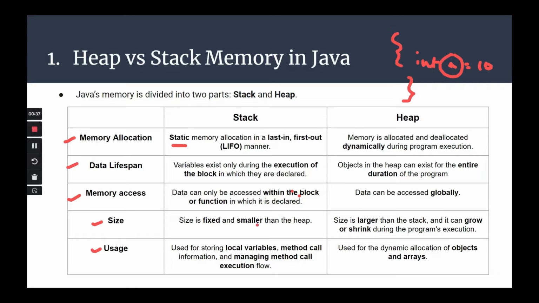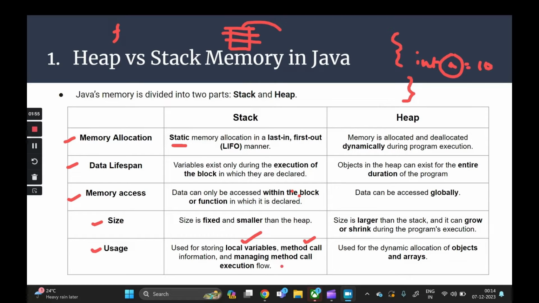The size is fixed and it is smaller than the heap in case of stack, but in case of heap, it is larger than the stack and it is like dynamic allocation of memory, so it can grow and shrink accordingly. The usage. Stack is used, like we said, for local variables, call information, managing the method call execution. So if you ever use a debugger, you might see how the method calls are being piled up as stack frames one after another. And again, in heap, it is used for dynamic allocation of objects and arrays. So basically, just to give an overview of the distinction between these two data structures.